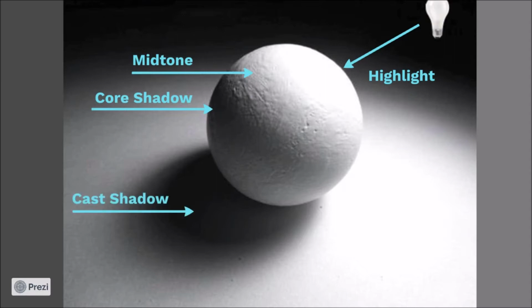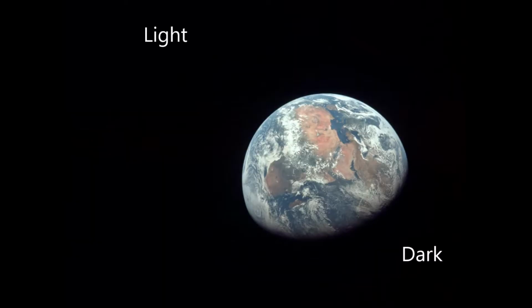Before we move on, did you notice that the core shadow isn't directly on the opposite side of the form as the highlight? In middle school, we are taught that an object will be dark on one side and then light on the other, sort of like this picture of Earth. And that is exactly how light would appear if our sphere were in space.